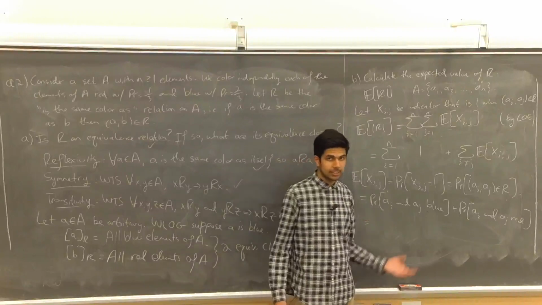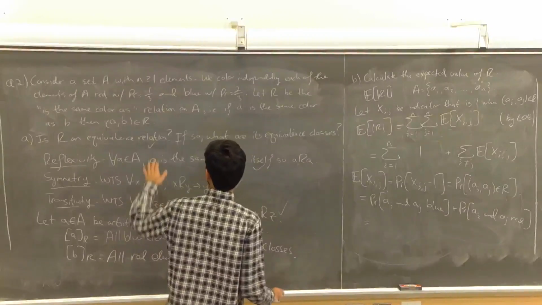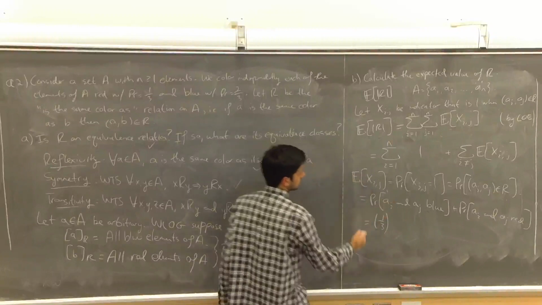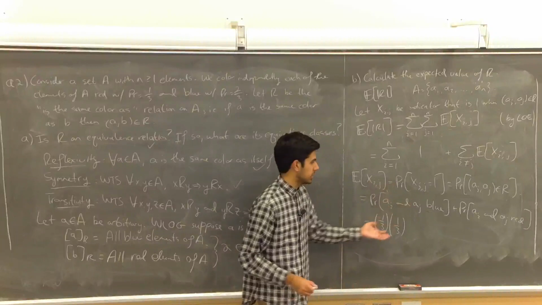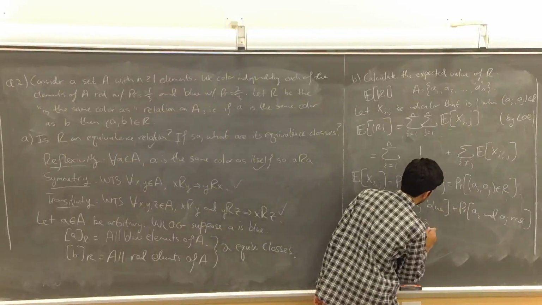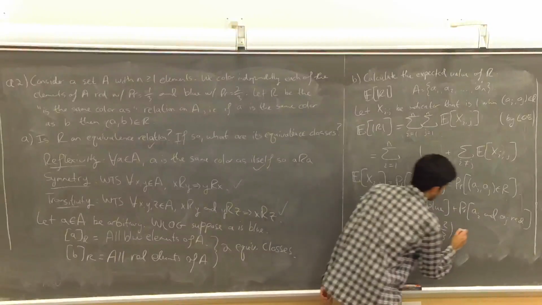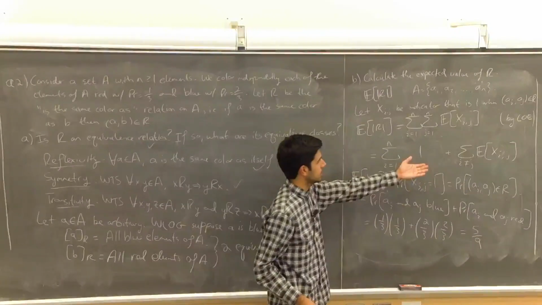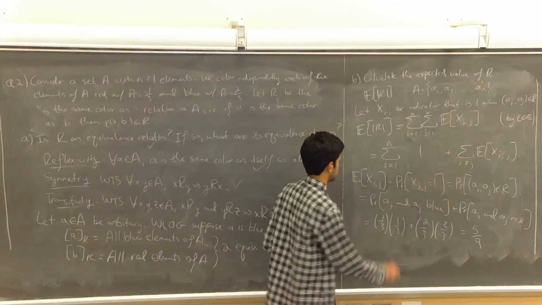We'll use the fact that these elements are colored independently. So the probability a sub i is blue is 1/3. And the probability a sub j is blue is also 1/3. So the probability of their intersection is the product of the 2. And same thing here, except now the probability that they're red is 2/3. Summing these together, we get 5/9. So that's going to be the expectation over there. Okay, so let's just substitute and then solve it.